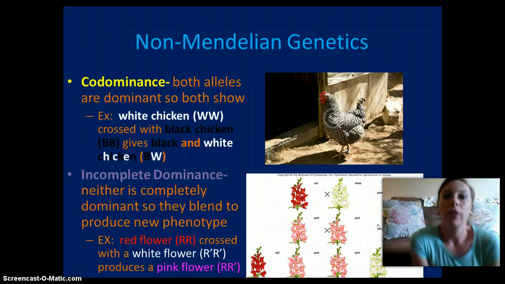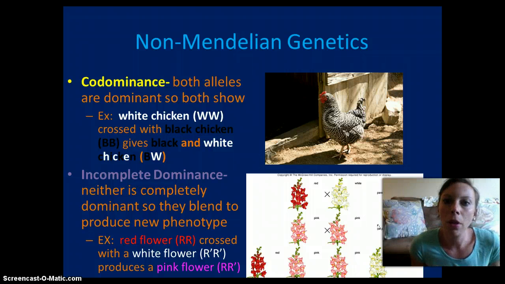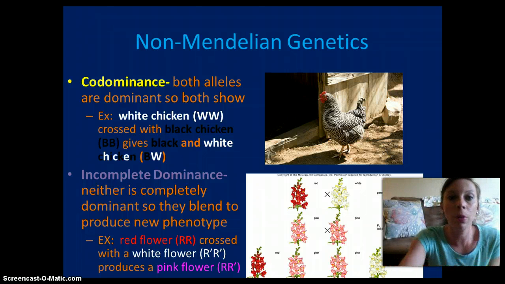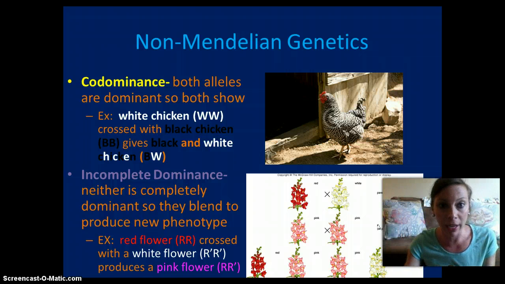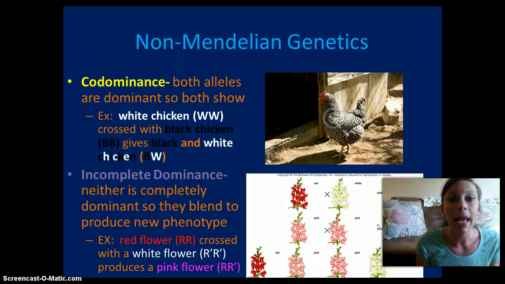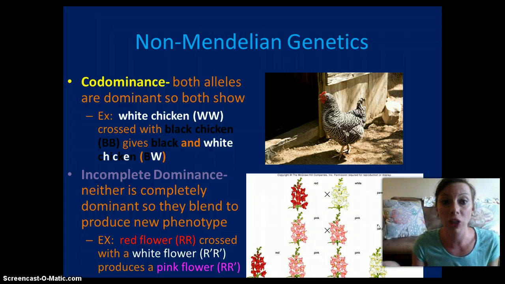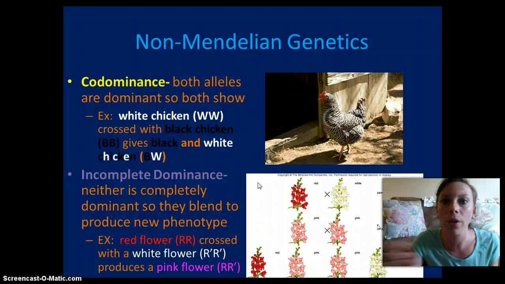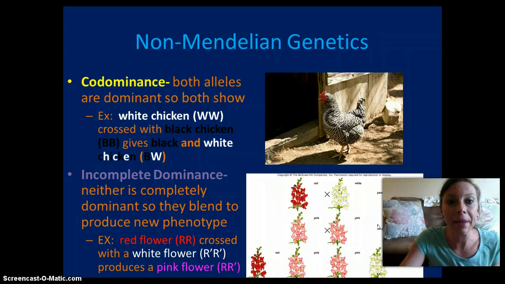So non-Mendelian genetics, so they don't exactly follow the law perfectly. We have codominance and incomplete dominance. So you need to understand the difference between the two. Codominance is when both alleles are dominant, so both are going to show. The example would be if we have a pure white chicken and cross it with a pure black chicken, and it gives us a black and white chicken. So the chicken like over here has black and white feathers. Both feathers are showing.